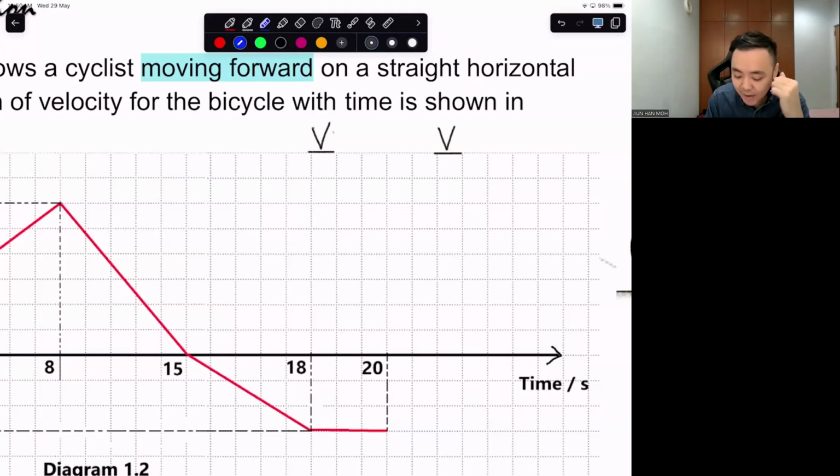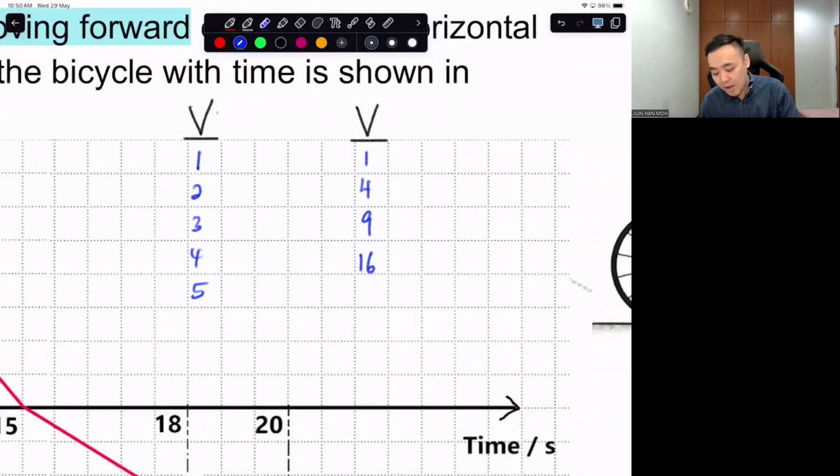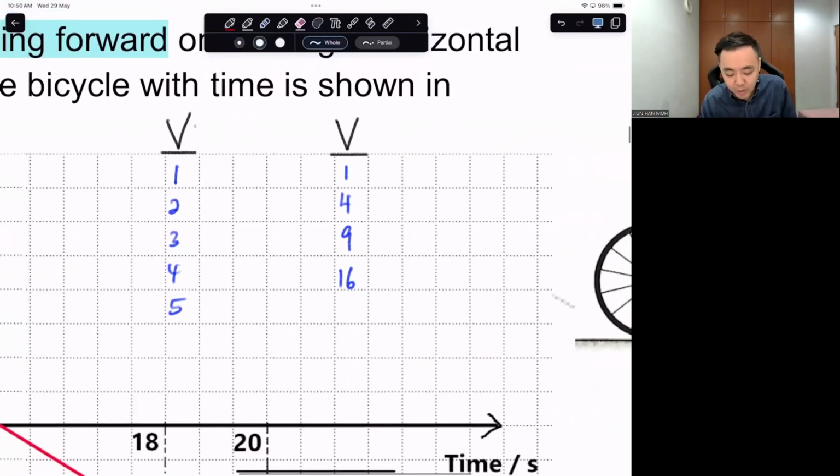1 second later, this one is 1, and then 1 also, and then after that 2, and then 3, and then 4, and then 5. For this one, 1, 4, 9, 16. Now, if you look at both columns, what do you notice? Both the velocities got increased, right? From 1 it becomes 2, becomes 3, becomes 4. Both velocities increase, right?